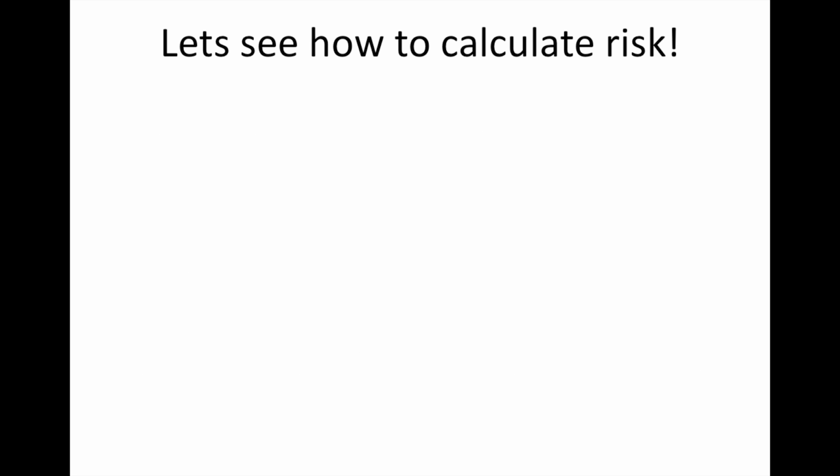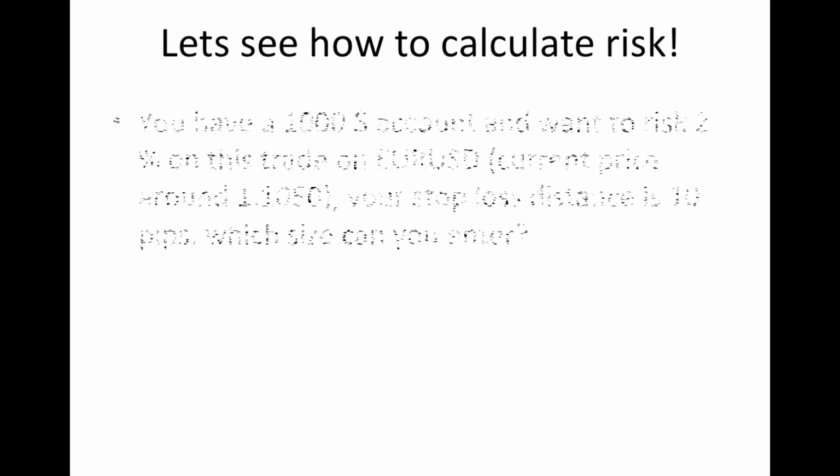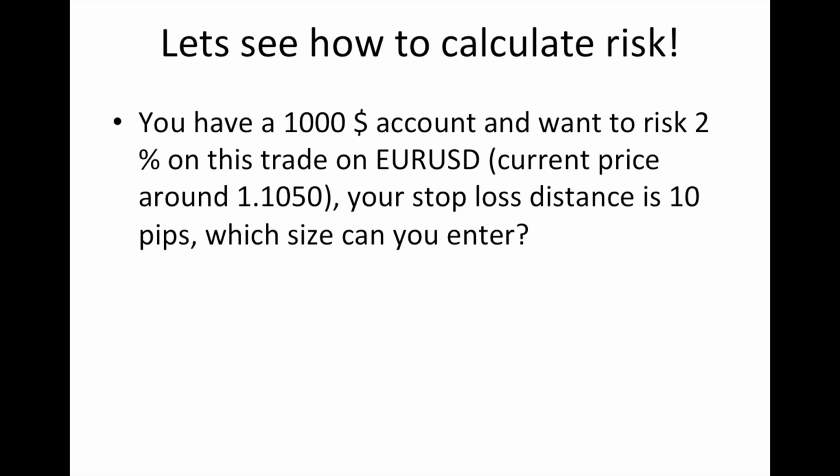So let's see how we can calculate the risk we want to take. We assume we have a $1,000 account and we want to take a risk of 2% on a trade on Euro-US dollar. The current price is around the 110.50 area and our stop loss distance will be around 10 pips. So we got a very good entry and so we took only 10 pips as a stop loss. First of all, if you are already familiar with risk management and money management, you can calculate what size you would enter this trade.